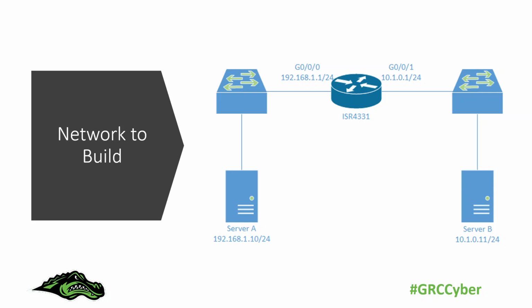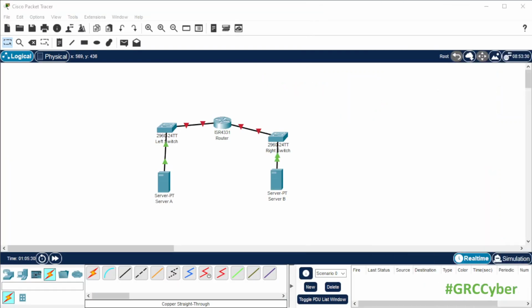On gigabit 0/0/0, I'm going to configure the IP address of 192.168.1.1 with a subnet mask of 255.255.255.0. On gigabit 0/0/1, I will configure the IP of 10.1.0.1 with the same subnet mask. So let's go ahead and get started.